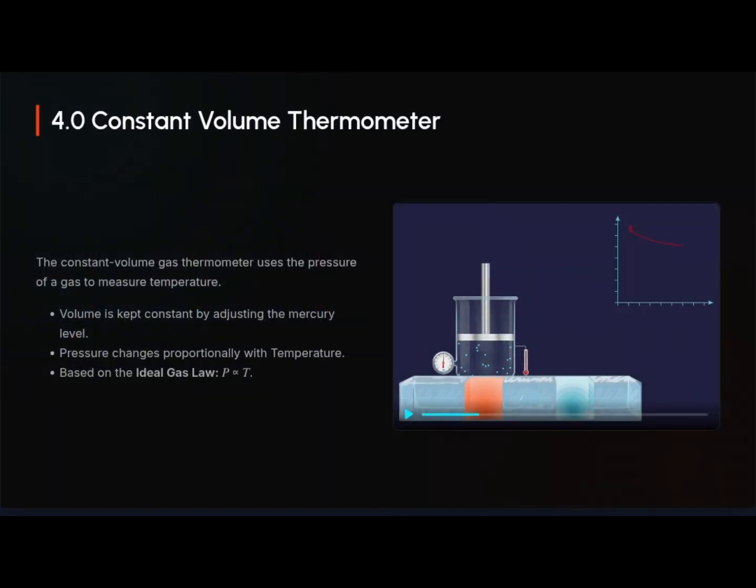Now, looking at temperature measurement, the constant volume gas thermometer uses the pressure of gas to determine the temperature. By keeping the volume constant and adjusting mercury levels, pressure changes proportionally with the temperature, following the ideal gas law, where P is directly proportional to temperature.